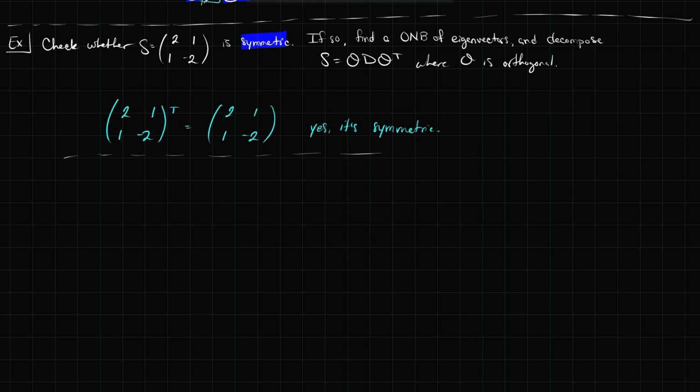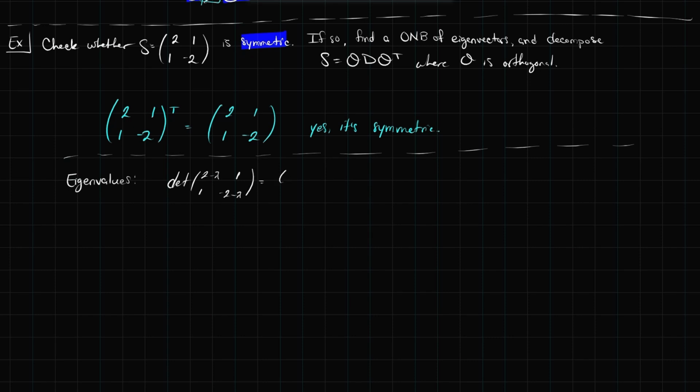Okay. More important, it says find an orthonormal basis of eigenvectors. So we're going to have to find eigenvectors, and to find eigenvectors, we need to find eigenvalues. We've been doing this most of the semester. It's probably the most important thing we've learned this semester. So we'll go ahead and try to breeze through it.